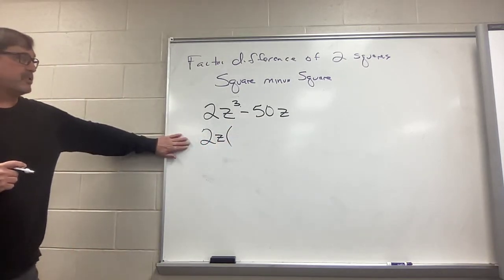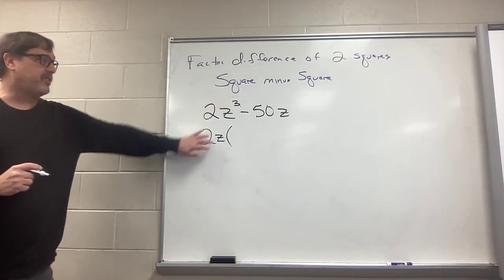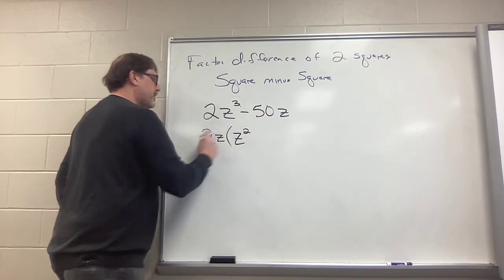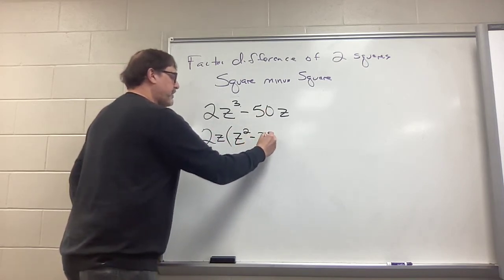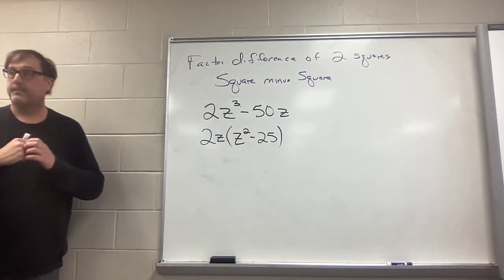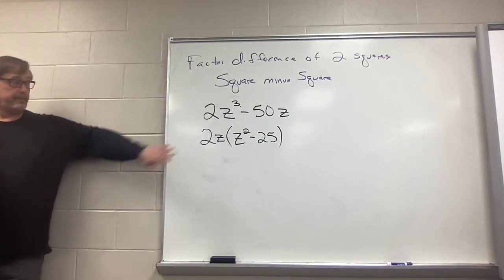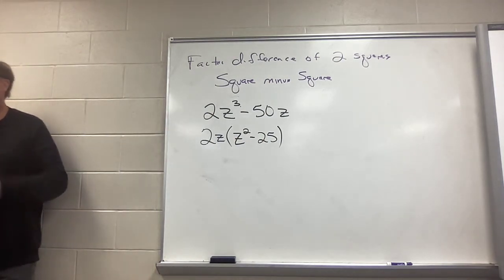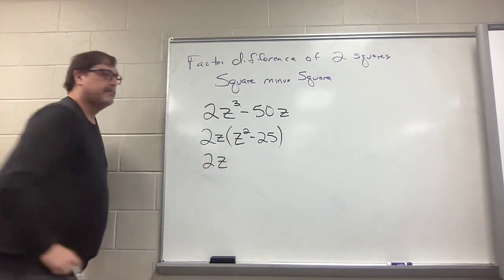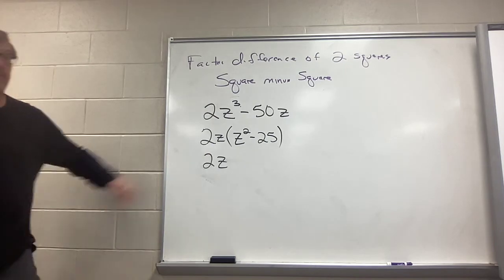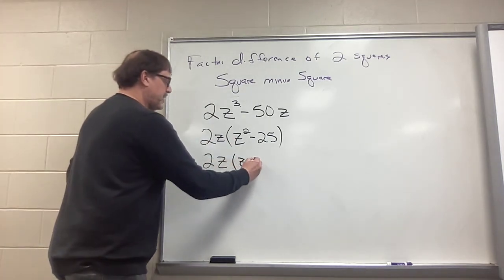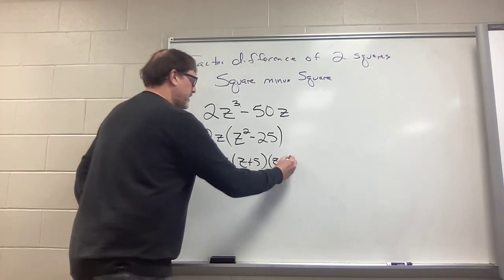2 divided by 2 is 1. There were 3 z's, 1 went outside. There are 2 that stayed inside. 50 divided by 2 is 25. The z has come out front. The 2z, bring it along and forget about it, but you got to bring it along. And then we have a squared minus squared, z plus 5, z minus 5.